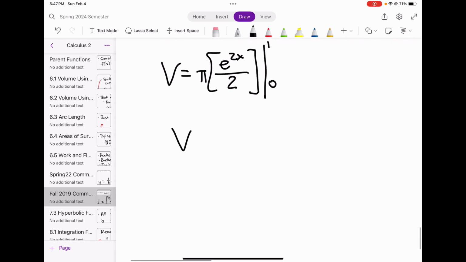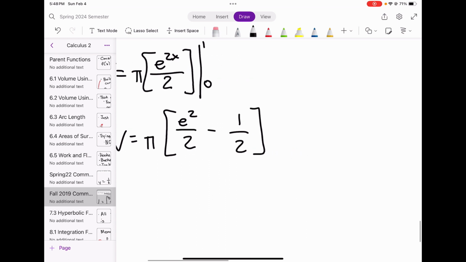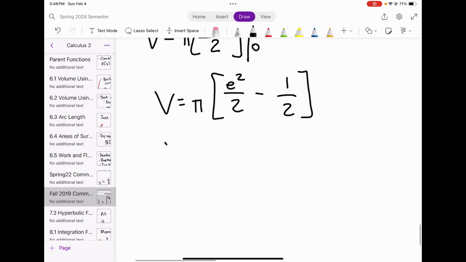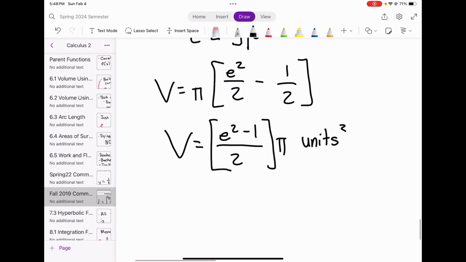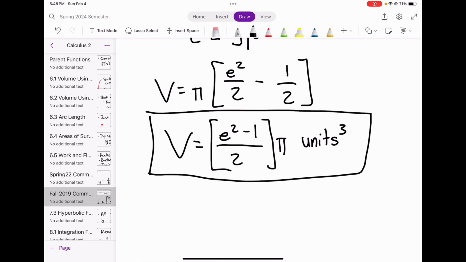So let's rewrite this one more time. V is equal to pi, e squared over 2 minus 1/2. And I don't think there's a lot we could do from here. V is equal to e squared minus 1 over 2, times pi. And that's going to be your answer. And it's in units cubed. And so that's the answer for number 3. Number 4.